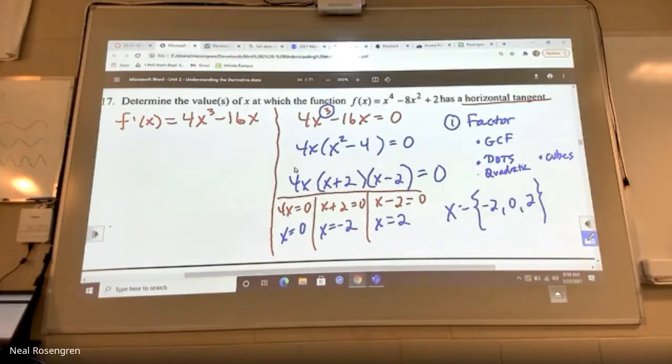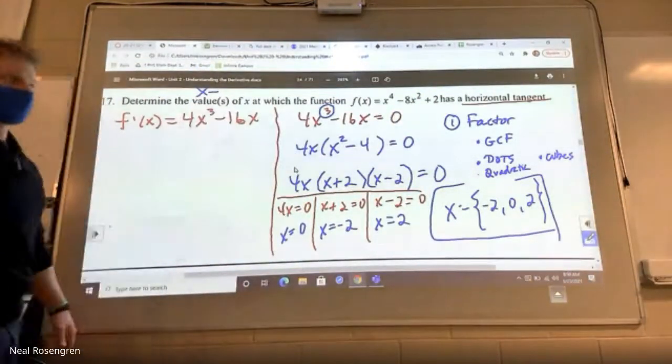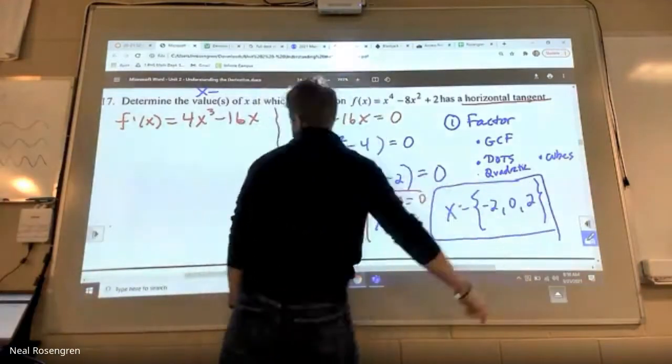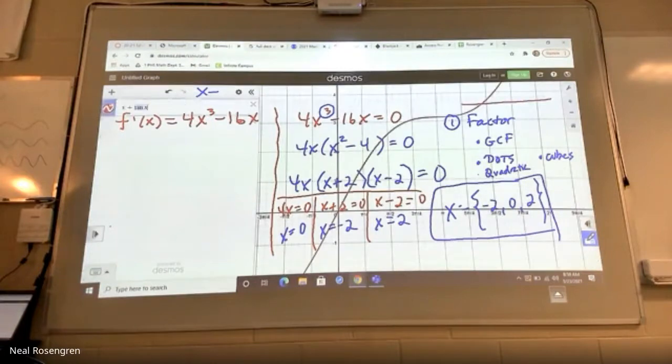Did we do it? Did we find the spots where we think this function has a horizontal tangent? Yeah, right. Determine the values. Remember, when they say values, they're always x values that we're looking for. Let's see how we did. Let's take a look at it. The original function, x to the 4th, what was it, plus 8x squared? Minus, thank you.